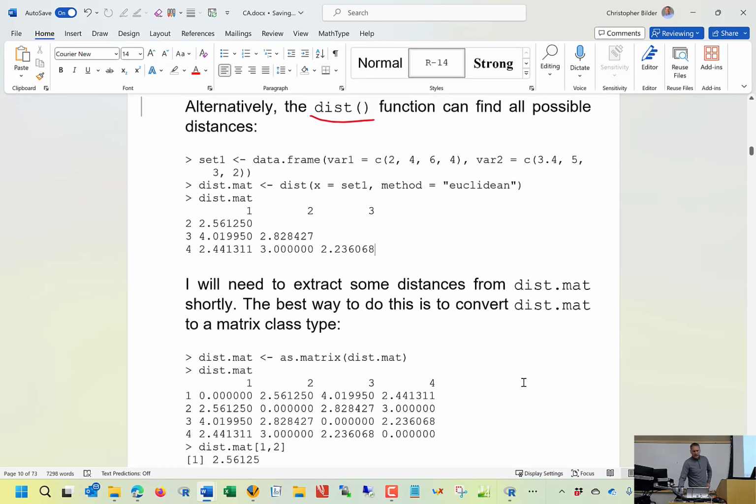I create a data frame called set1 where the first column is var1. I just put in all the variable 1 values. The second column is var2, where I put in all the variable 2 values. That goes into a data frame called set1, for lack of a better name. And then I say dist, first argument x equals set1. What kinds of distances do I want? Here I just want Euclidean distance. So I put that into an object called dist.mat for distance matrix. It's not actually formally a matrix, but it just made sense to call it that. And this is what I get for all those distances.